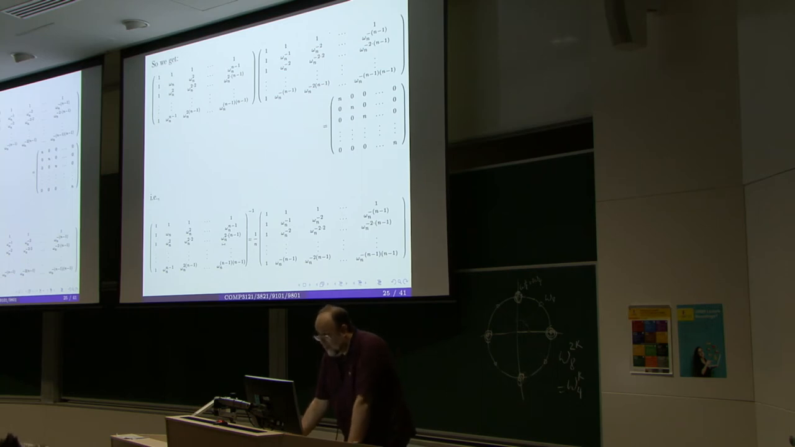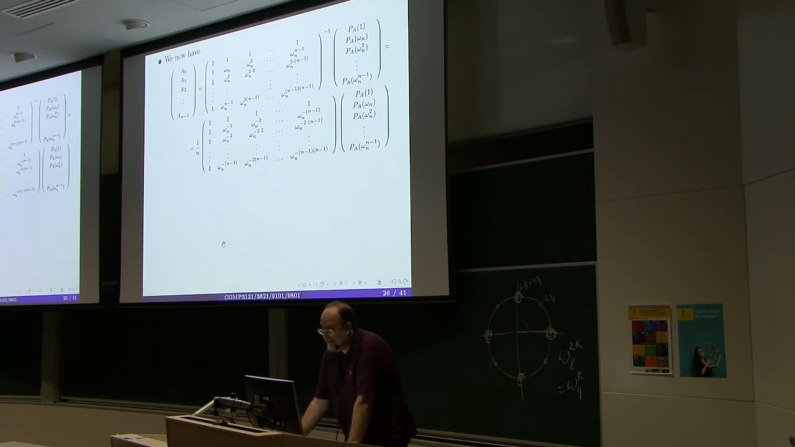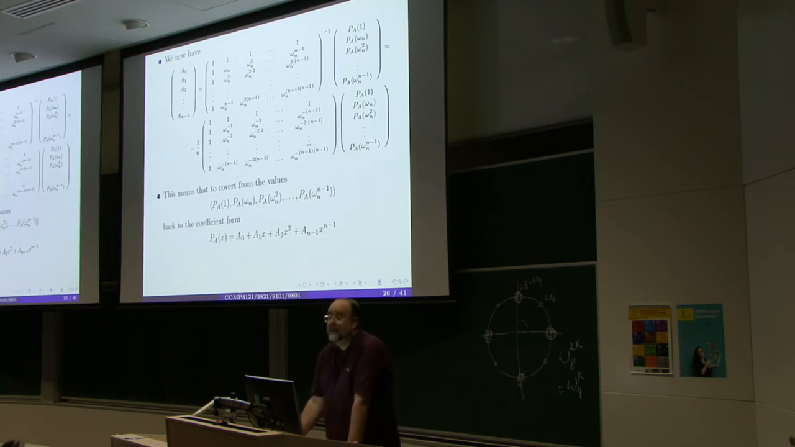Okay? Now, but what does this say? This says something extremely important. So remember, this is to go back from the values to the coefficient form. But notice, this is exactly the same matrix, except that all the numbers have been complex conjugated. So what does this mean? It means that the very same algorithm that we applied to go forward can be applied to go backwards, except that the role of omega is played by omega n to the minus 1, and only at the very end you have to divide everything by n.